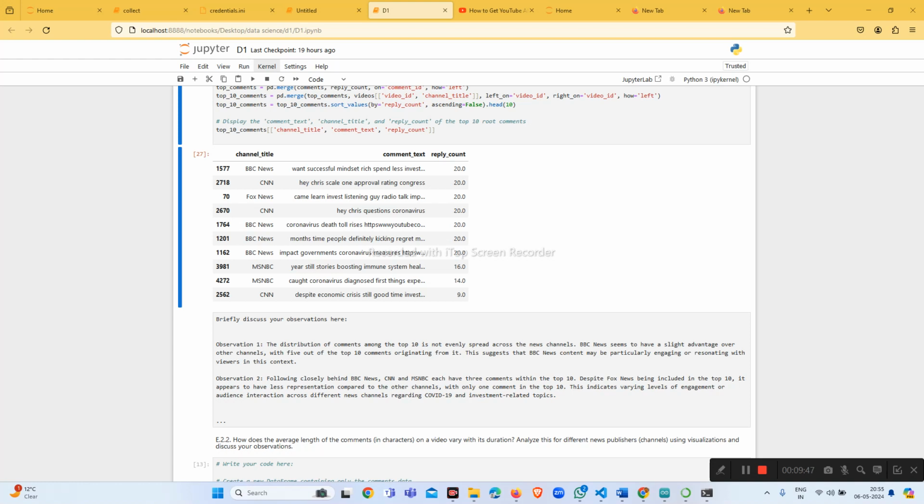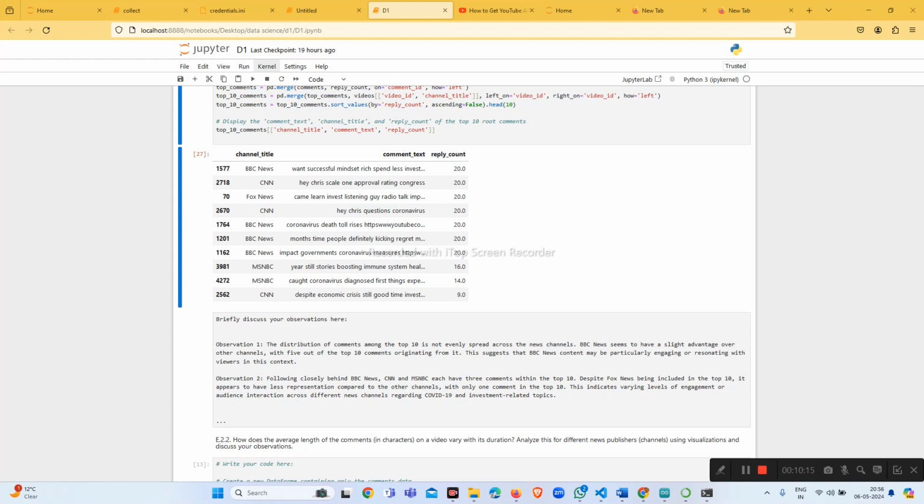So this was the output, and the observation is that the distribution of the comments among the top 10 is not evenly spread across the news channels. BBC News seems to have a slight advantage over other channels, with 5 out of the top 10 comments originating from it. This suggests that BBC News content may be particularly engaging or resonating with viewers.